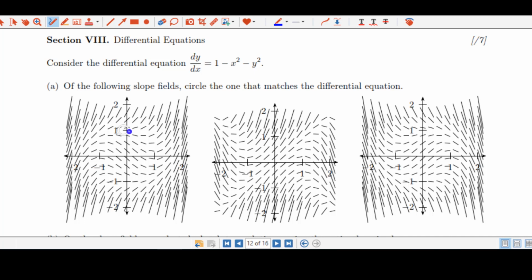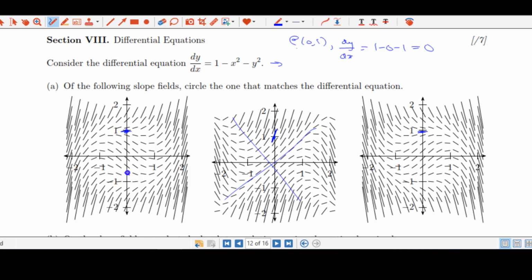For instance, if we look here at the point 0, 1, a flat tangent line seems reasonable, or at least close to it. And in this graph, it's a very steep uphill, and this one also might have 0 slope. Let's see what this graph gives us. At the point 0, 1, we're going to get dy dx is equal to 1 minus 0 minus 1, which is 0. Perfect. We've already ruled out this graph because at that specific point, this slope field has a very, very positive slope, very clearly positive slope. We haven't eliminated these two yet.